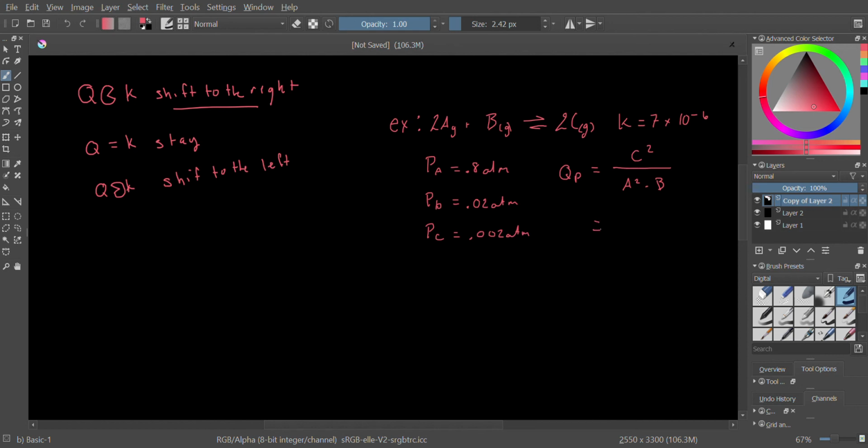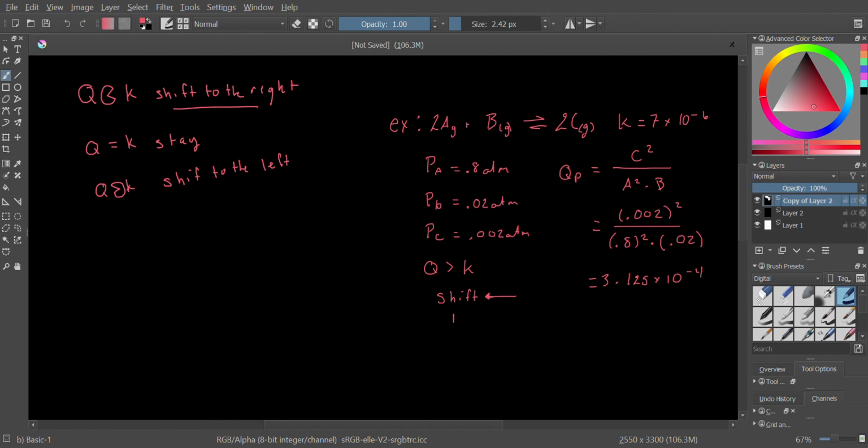So then we plug in our work: 0.002 squared over 0.8 squared times 0.02, and we should get 3.125 times 10 to the negative 4, which in this case means our Q is greater than K, so we would shift left, because it's greater than. Our last problem was less than.